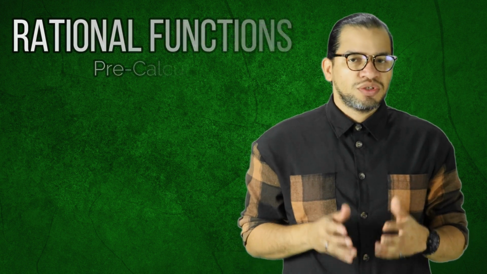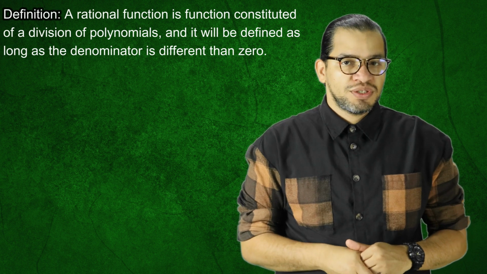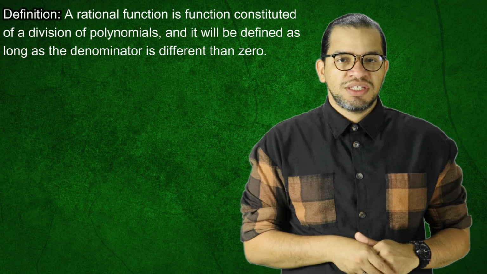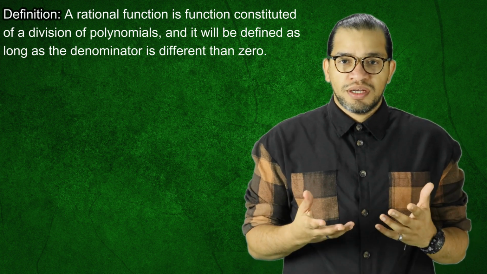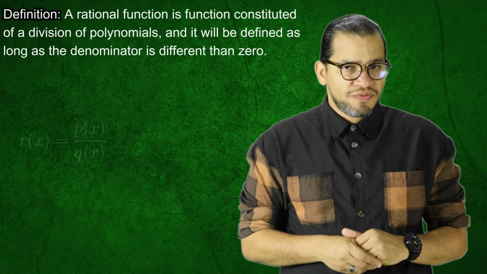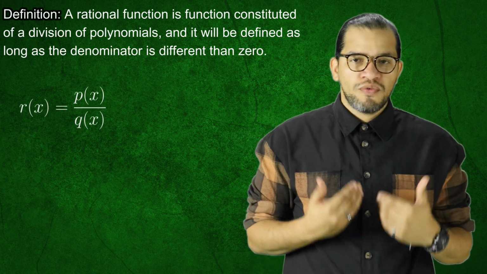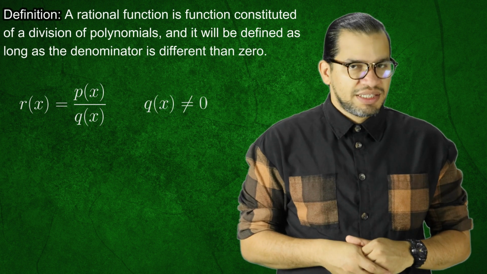In today's lesson, we are going to start dealing with a new type of function. Today's lesson is going to be about rational functions. A rational function is a function made of a division of two polynomials, p of x and q of x, where q of x is different than 0. Thus, if r of x is a rational function, then r of x is equal to p of x over q of x, where q of x is different than 0.